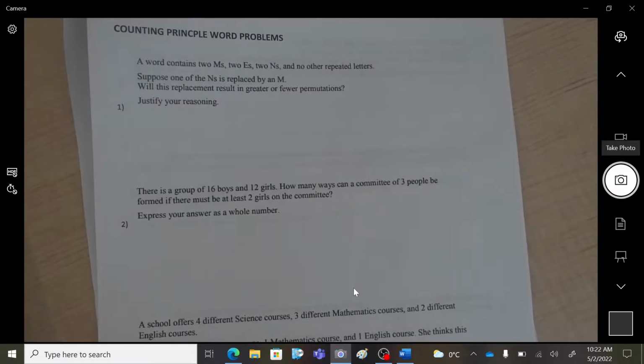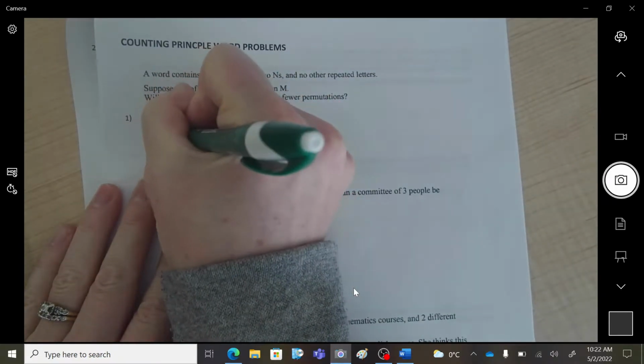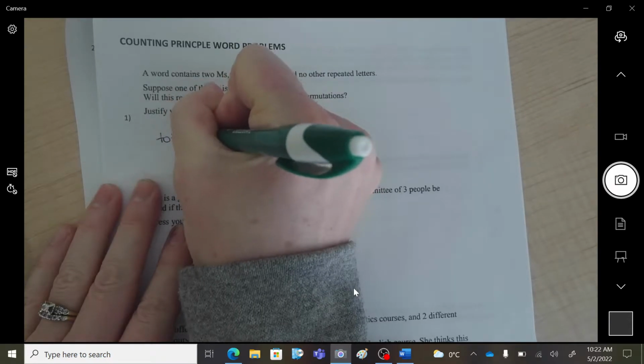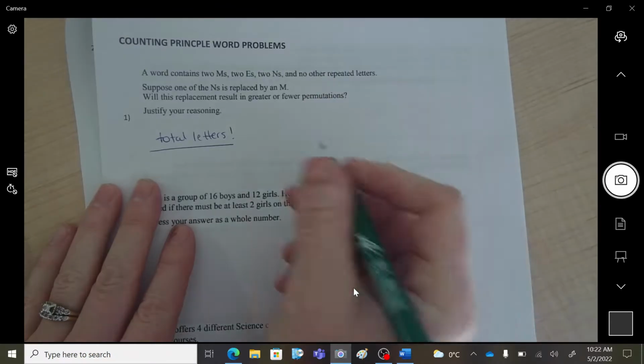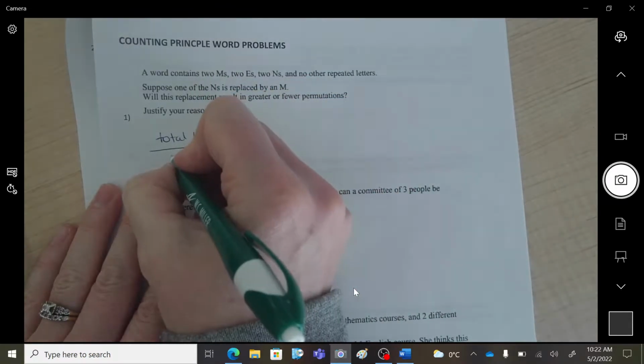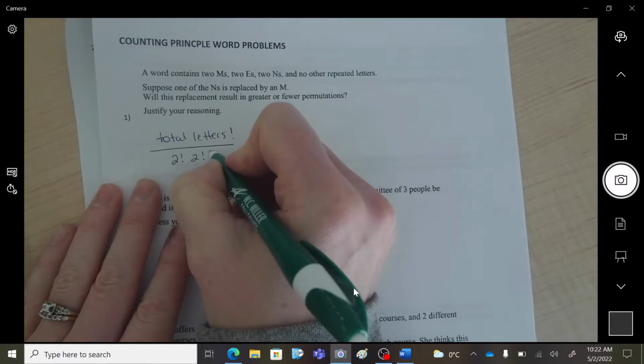Counting principle word problems. Number 1, a word contains 2 M's, 2 E's, 2 N's, and no other repeats. Suppose one of the N's is replaced by an M. Will this replacement result in greater or fewer permutations? Normally we would say the total letters factorial divided by, in this case, 2 factorial for the 2 M's, 2 E's repeated and 2 N's repeated.